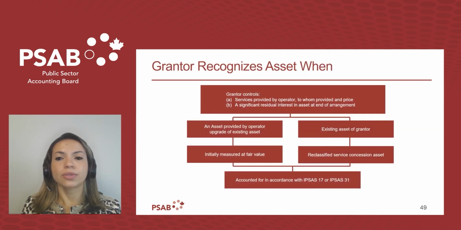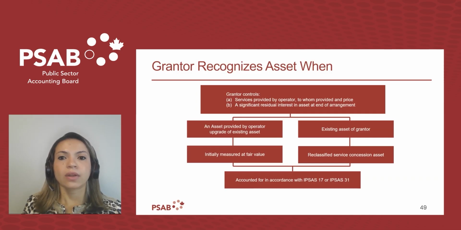Under IPSAS 32, recognition is based on a determination that the grantor has control over the economic benefits and the service potential of the service concession asset. The grantor controls or regulates what service the operator must provide with the asset, to whom it must provide them and at what price, and the grantor controls through ownership, beneficial entitlement, or otherwise any significant residual interest in the asset at the end of the term of the arrangement.